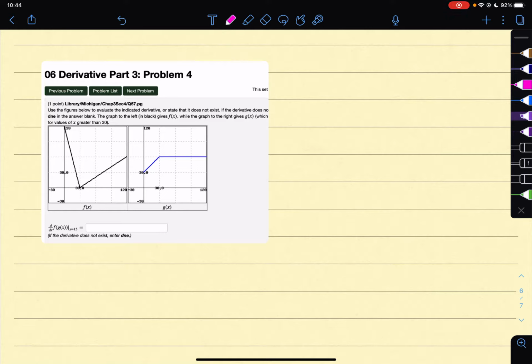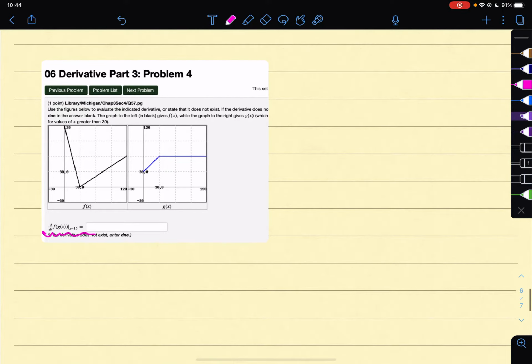So this is about problem number 4 in homework number 6. It says, please look for this term, which technically is the derivative of f composite with g. What exactly is the derivative at x equals 15? So what you are going to do is solve it in 2 steps.